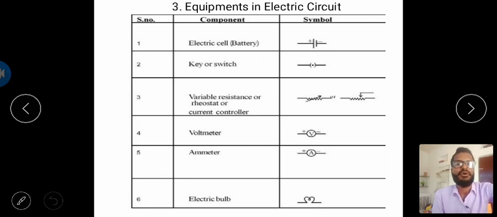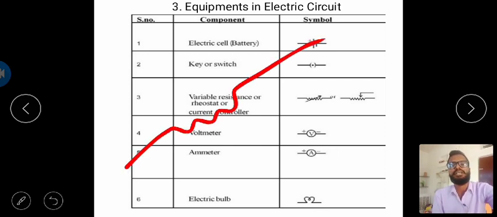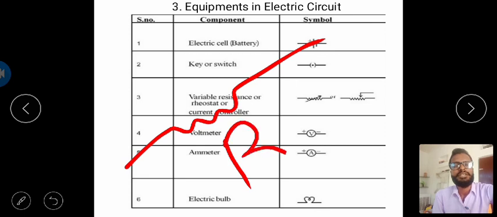Our next symbol is of variable resistance. First of all, we should know the symbol of resistance. The symbol of resistance is like this. We will discuss it in topic number 5. Our resistance is represented as R with this symbol, but this resistance is a constant resistance like 5 ohm, 10 ohm, which is fixed in a particular circuit.